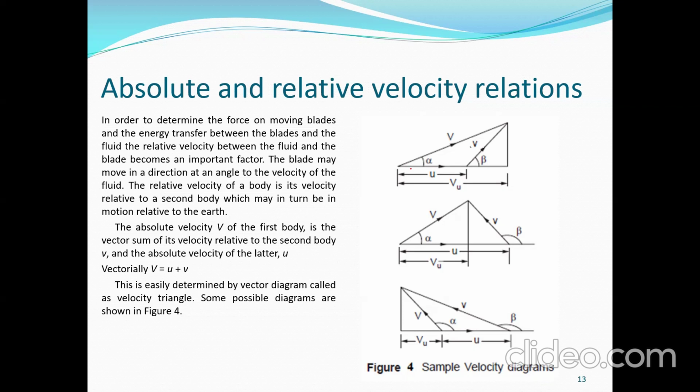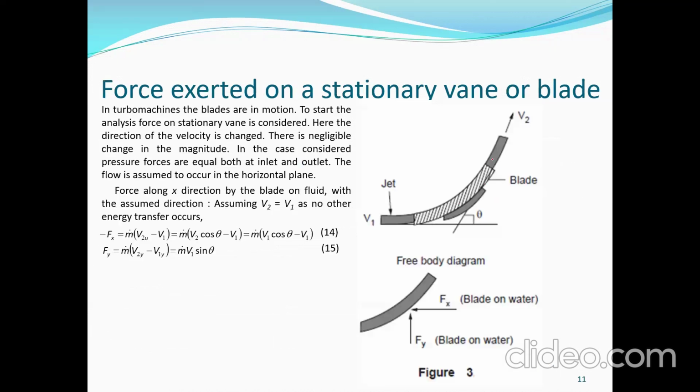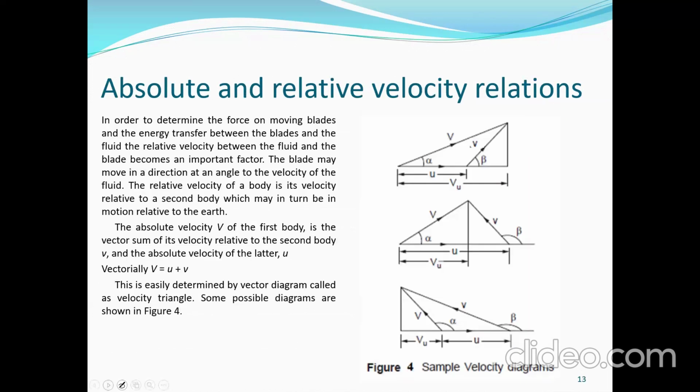So the absolute velocity V of the first body is the vector sum of its velocity relative to the second body, v, and the absolute velocity of the latter, u. So vectorially, V is equal to u plus v. Vector addition. Okay. Ito yung blade. Dito stationary. So ano yung discuss naman natin is yung moving.